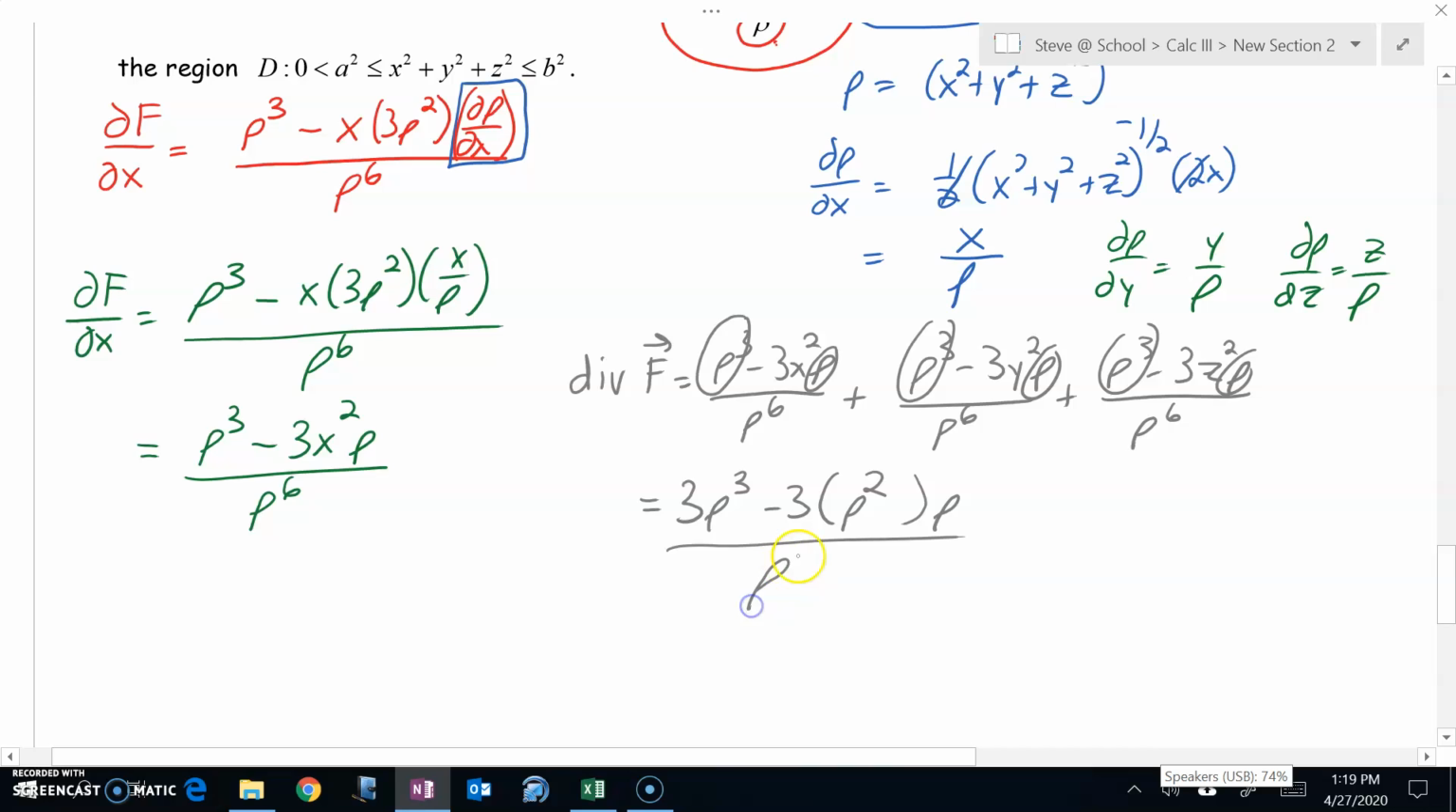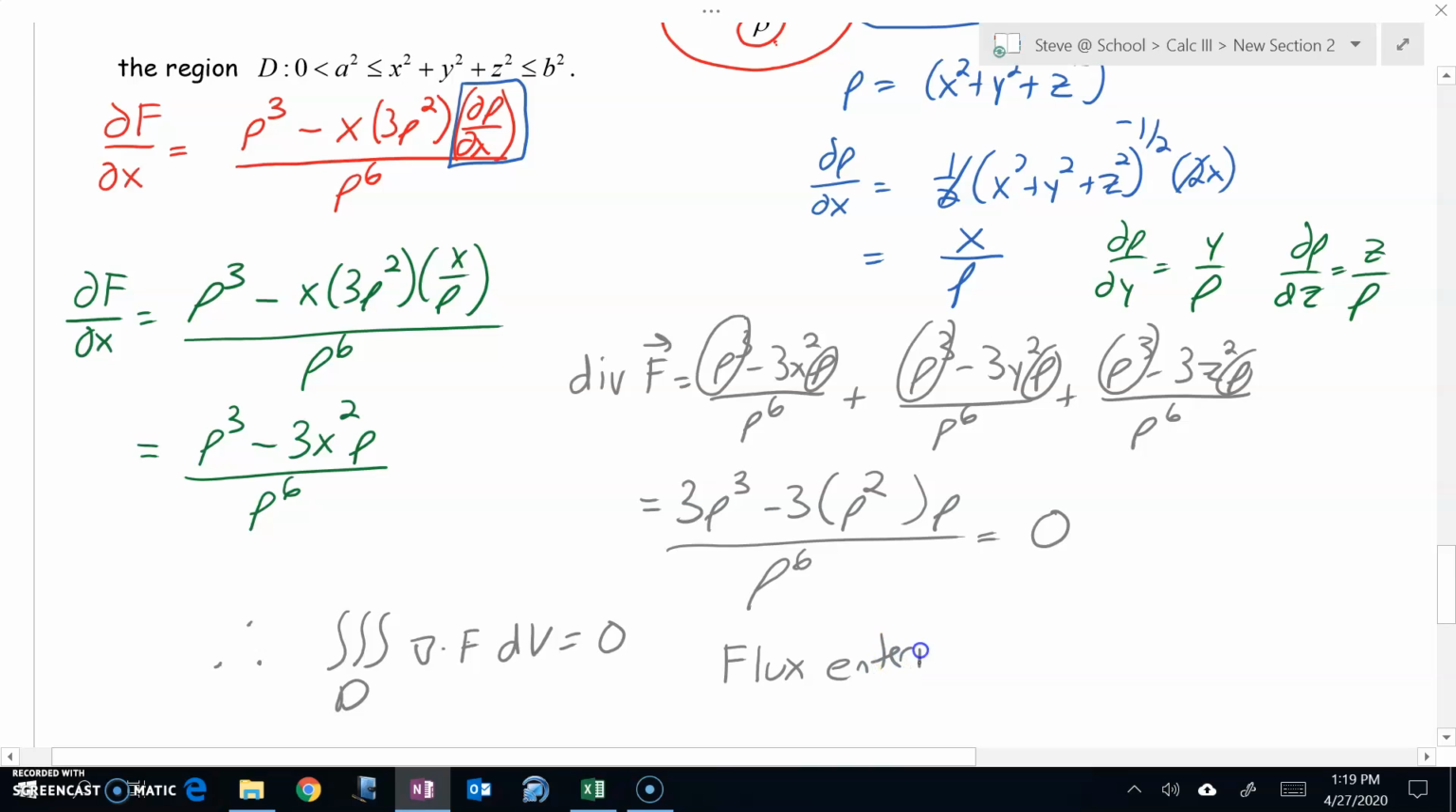So what do you guys see? Hopefully you guys see that on top you get 3 rho cubed minus 3 rho cubed, which means that the divergence of f is equal to 0, which means, therefore, that the triple integral over the domain of the divergence of f equals 0. And what does that mean? In this example, that means that at any given point, or I guess for the whole thing, the flux entering will balance out and always equal the flux exiting the region.